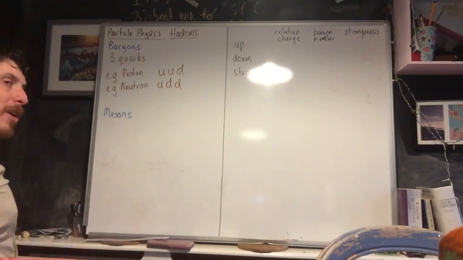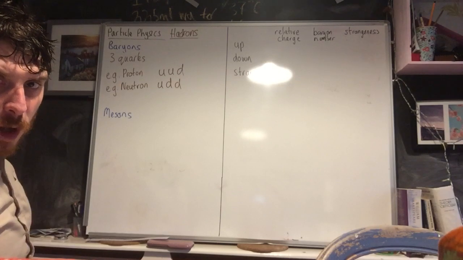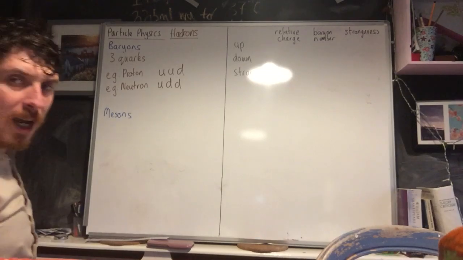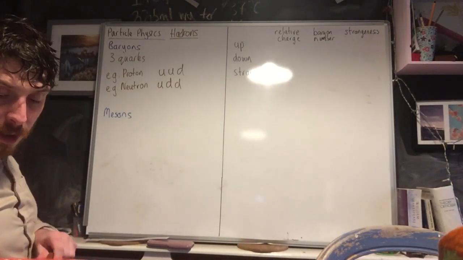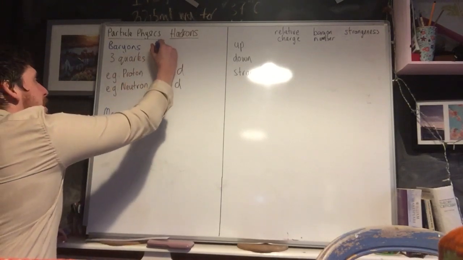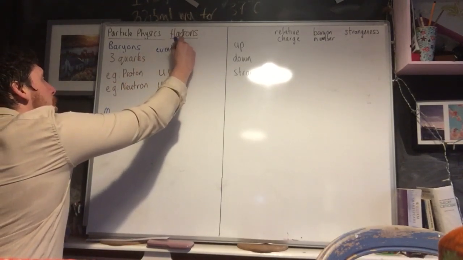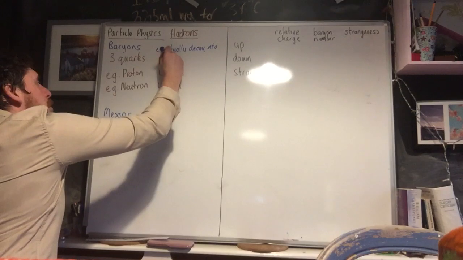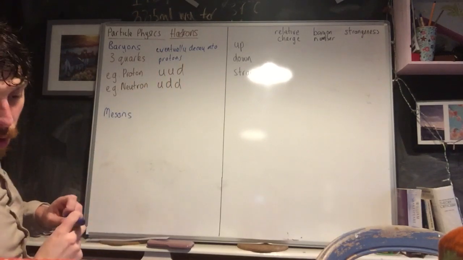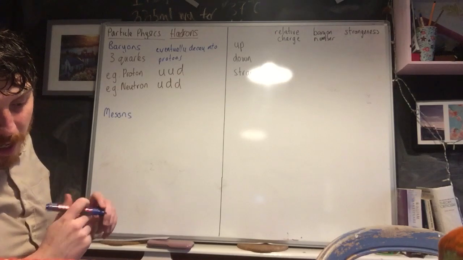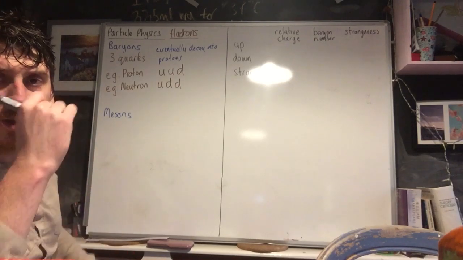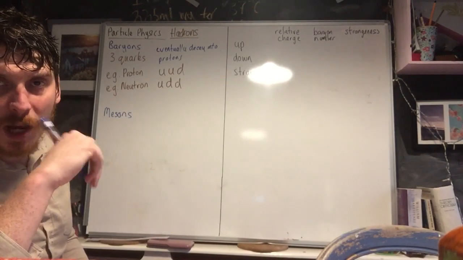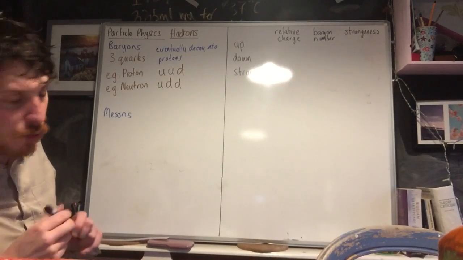Now baryons are unstable if not part of a nucleus. The most stable baryon is a proton. Because of this, all baryons eventually decay into protons. So, for example, if a neutron is outside of the nucleus, then it's got a half-life of typically 11 minutes, and it will eventually decay into a proton. So that's an example of neutron decay.